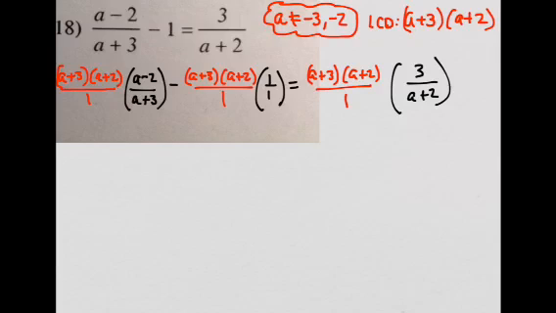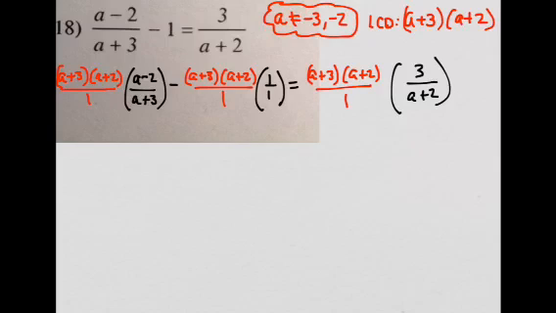Alright, so for 18, since the denominators do not have anything in common, the LCD is just the product of the two of them. You multiply them together. So the LCD is the quantity a plus 3 times the quantity a plus 2. a cannot be negative 3 or negative 2.